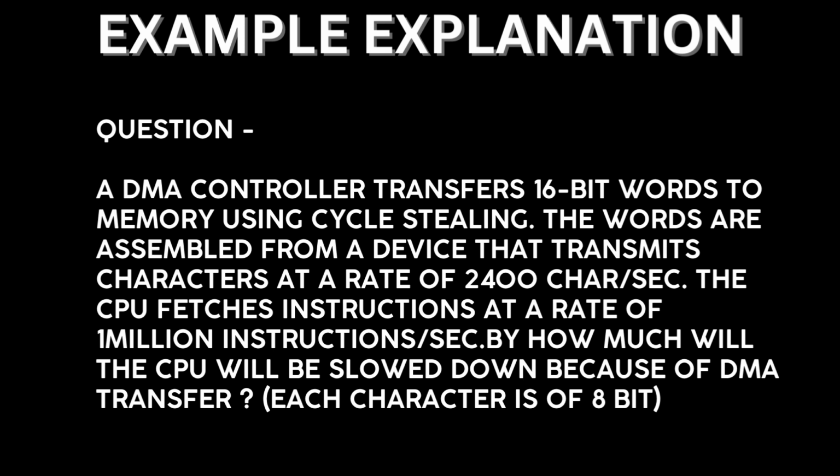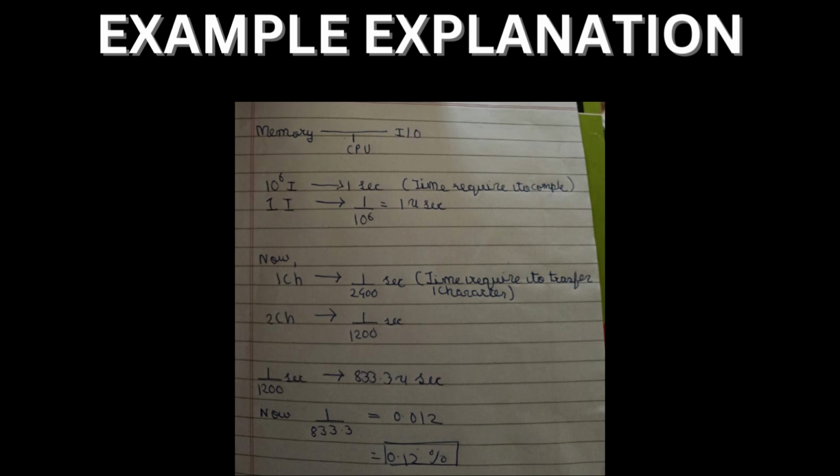The time for which the CPU will be slowed down each time is equal to the time required for DMA to transfer input-output characters to memory. Now, breaking our question, our computer requires 1 second in order to fetch 10 to the power 6 instructions. So, for one instruction, it will require 1 upon 10 to the power 6 second, which is equal to 1 microsecond.